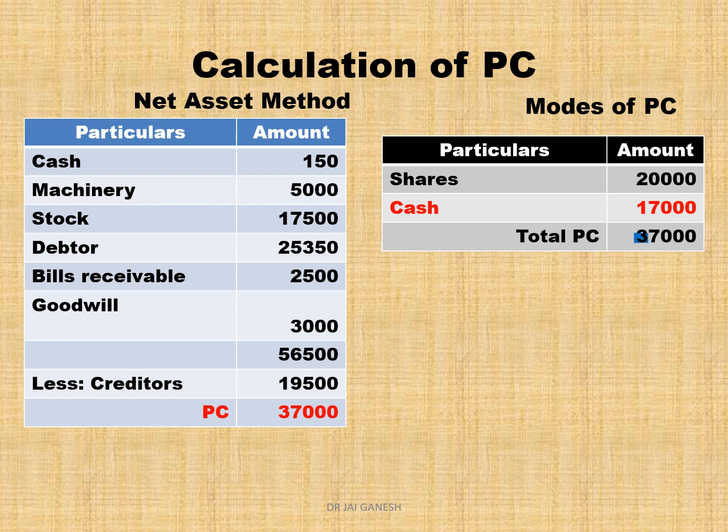Out of total PC 37,000, 20,000 is paid in the form of shares. The balance 17,000 is paid in the form of cash. Partly shares, partly cash.